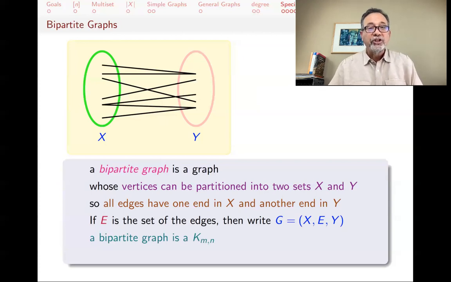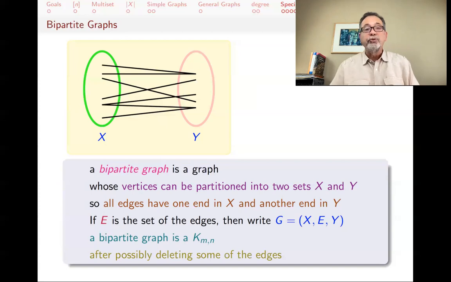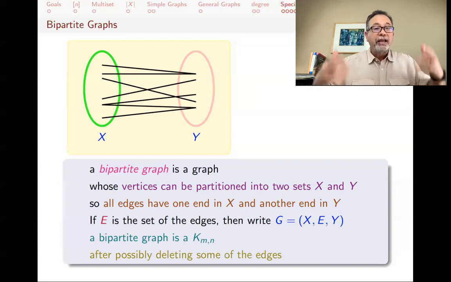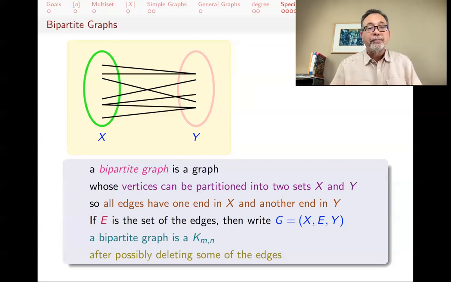So now what's the relationship between a bipartite graph and KMN, the complete bipartite graph? Well, a bipartite graph is actually just KMN after deleting some of the edges. So you might start with K35, and then if you take some of the edges out, you get a bipartite graph. So the bipartite graph, as opposed to a complete bipartite graph, is just missing some edges.